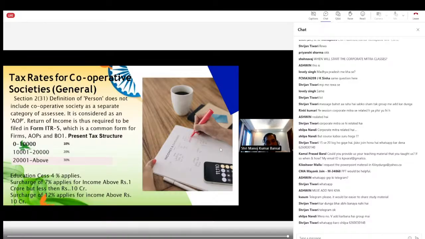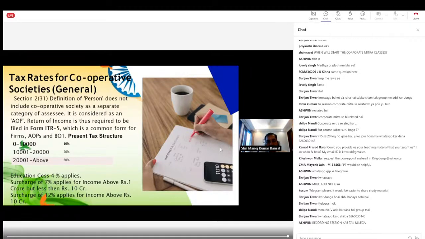So this is a very important thing: if we are working for some of the cooperative societies and we have to register them, we need to take care of this. This is a very important aspect as far as taxation of cooperative societies is concerned. Over to you, Manoj ji.